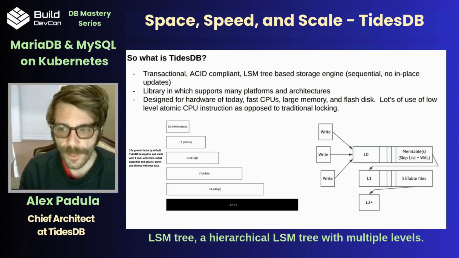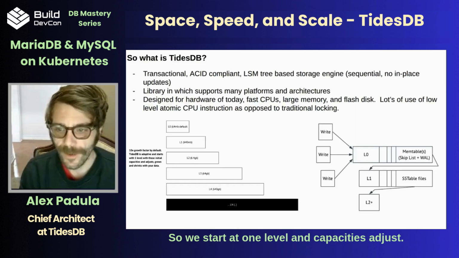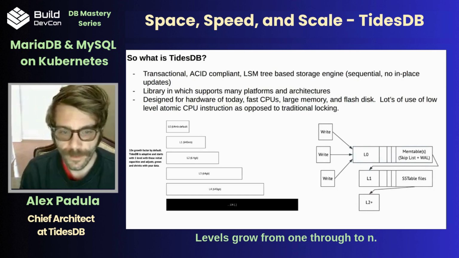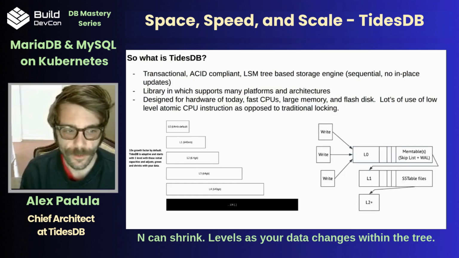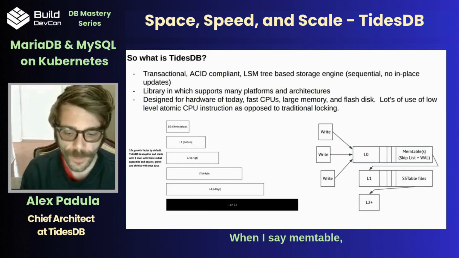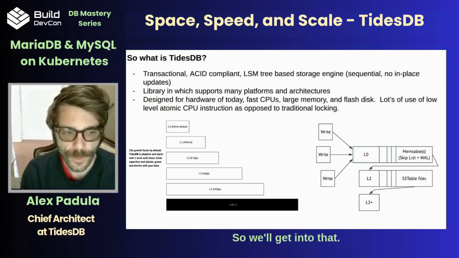a little LSM tree, a hierarchical LSM tree with multiple levels. In TidesDB, the tree is adaptive. So we start at one level and capacities adjust. Levels grow from 1 through to n and can shrink as your data changes within the tree. When I say memtable, in TidesDB it is a skip list and a write-ahead log. So we'll get into that.